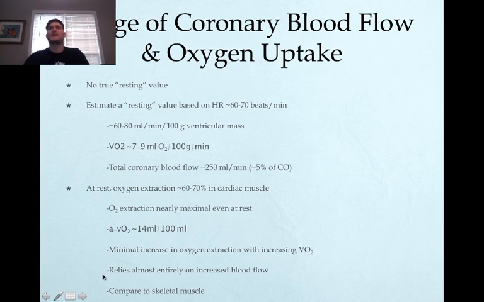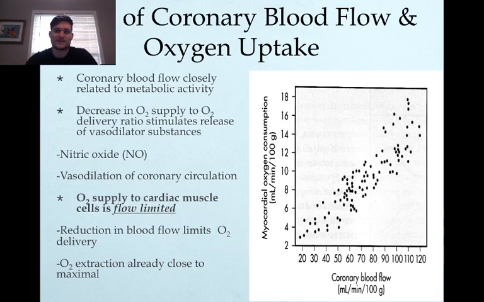And so this means that the VO2 of the heart is called flow limited, right? This is what we call it, that the VO2 is flow limited, meaning that it relies almost entirely on an increase in blood flow to that cardiac muscle tissue. And so we have a problem. The diastolic filling time is cut short. AVO2 difference is already high. So how do we increase that VO2? If it's going to rely on blood flow, how are we going to release more blood flow into that circulation?